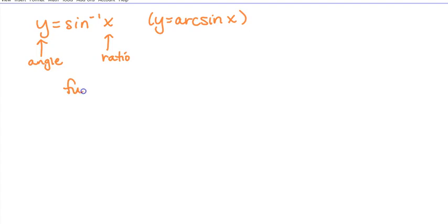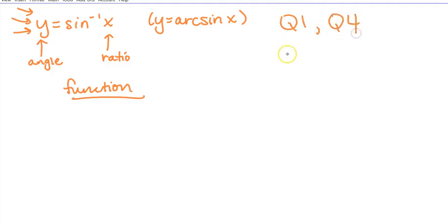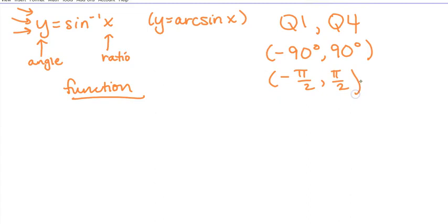Now we know if something is going to be a function, it has to pass the vertical line test. So for every input there is exactly one output. But we also know that there are many, many different angles that have the same sine value. And so the inverse sine function, what we learned last time, is that we just restrict it to a certain piece, and then from that piece we get a single answer for the angle. And so for this function, we're going to get answers from quadrant 1 and quadrant 4. And so those answers will be somewhere between negative 90 degrees and 90 degrees if we're using degrees, or between negative pi over 2 radians and pi over 2 radians if we're using radians.